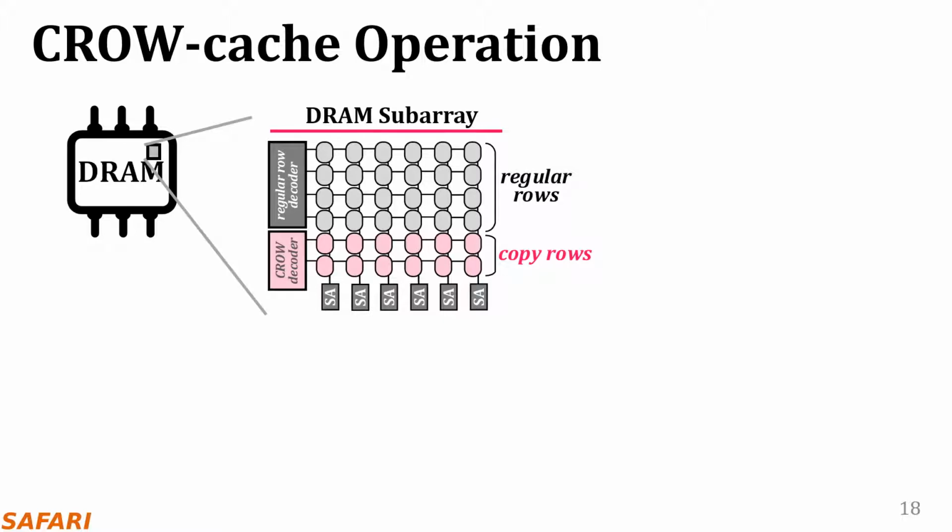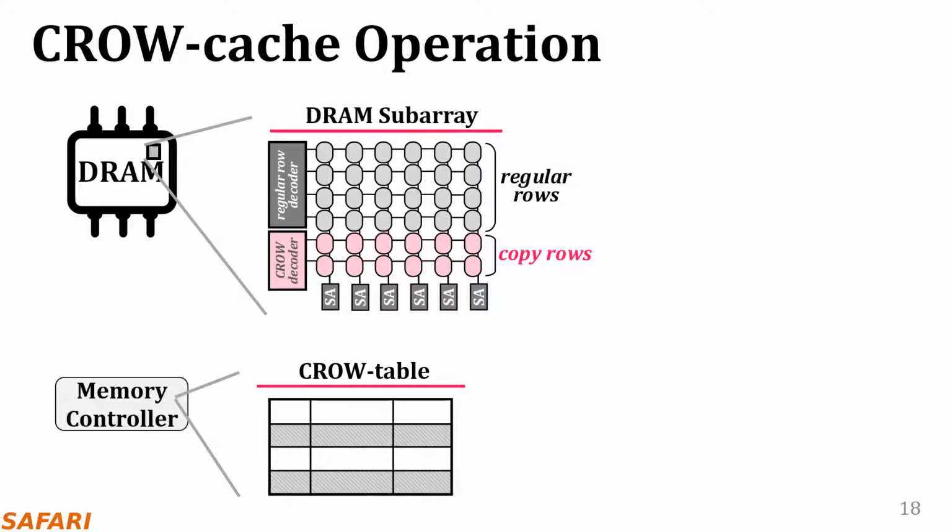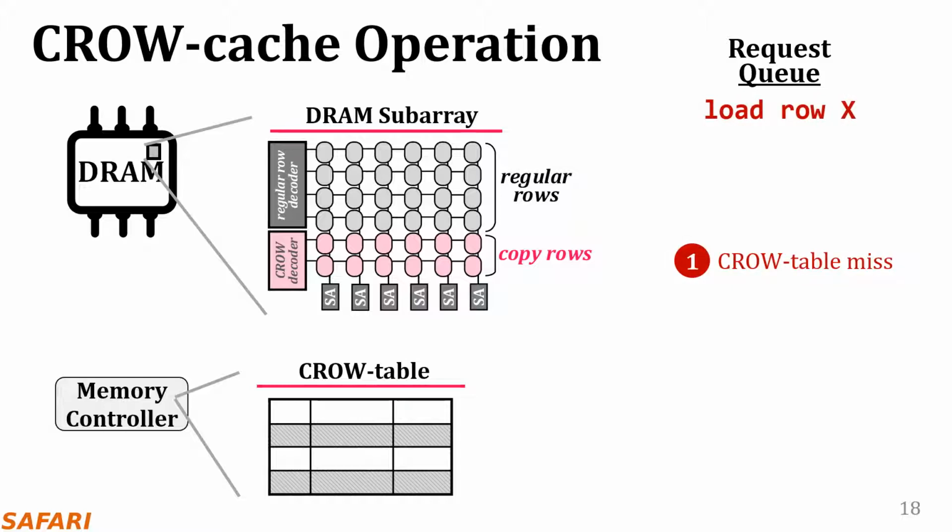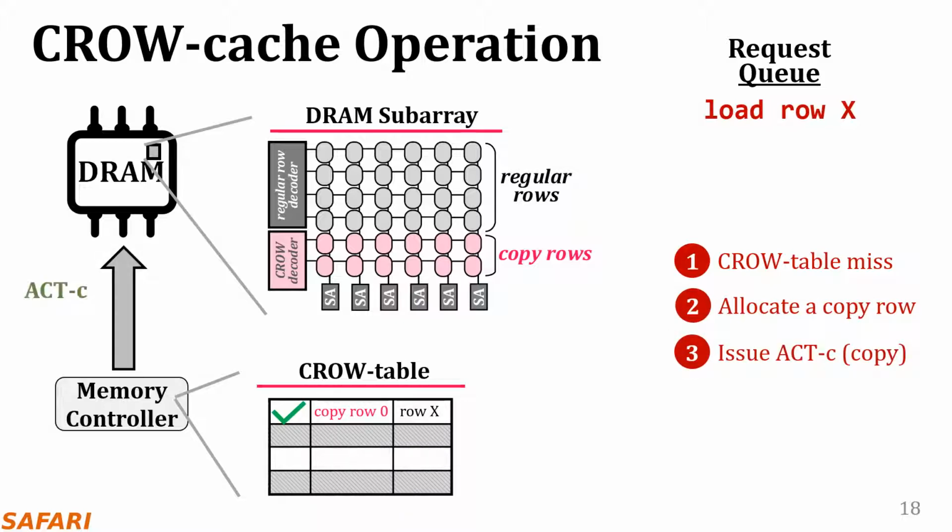You see the CRW subarray and the CRW table from the previous slide. On the right-hand side, we show the queue of the requests to be serviced, which is initially empty. In this example, we first get a load request to address X. Since the CRW table is initially empty, the request misses in the CRW table. To enable fast access in the future, CRW cache allocates a copy row for the regular row that corresponds to address X. Then the memory controller issues an act_c command to perform the row copy operation.